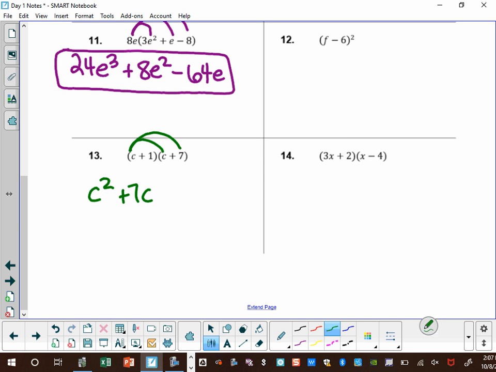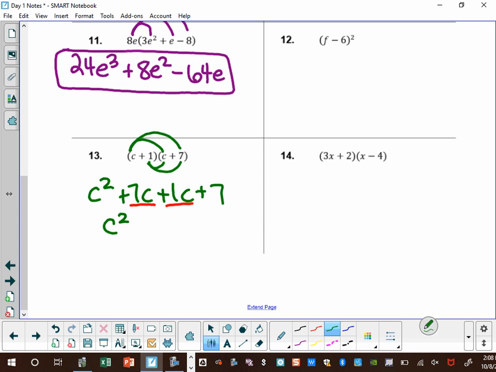All right, so now I've already distributed my C to everything. Now I'm going to distribute my 1 to everything. What is 1 times C? And what's 1 times 7? All right, we just double distributed, or we foiled. I'm not done because I have not combined all like terms. What are my like terms here? Yeah, my 7C and 1C.